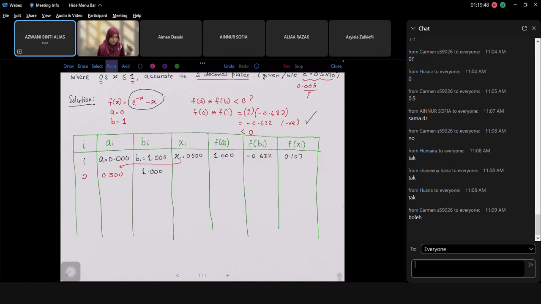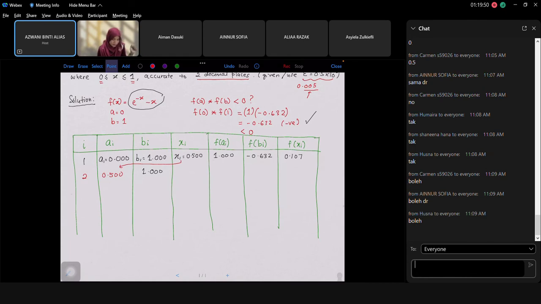Boleh ikut. Okay. So, what's next adalah kita perlu cari the new X lah. The new X maksudnya the new midpoint depends on the new interval tadi. So, apa the next X ni? What is the value here? 0.5 tambah 1 bahagi 2.